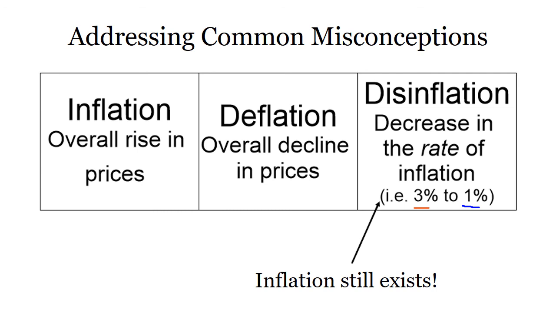So let's say you have a 14% inflation rate, and now you have a 10% inflation rate. That's an example of disinflation, not deflation, because prices are still going up 10% every year, but that's less than they used to be going up. That's why it's considered disinflation. Deflation would be if prices went down 2% this year compared to last year.